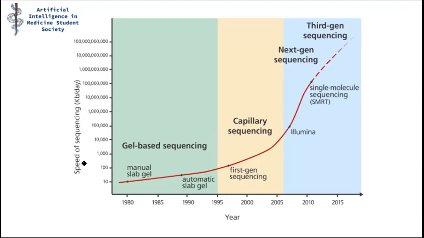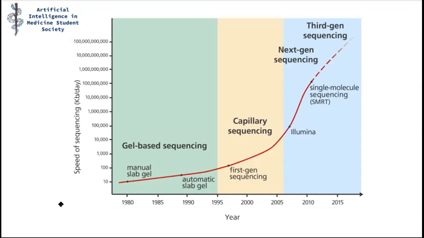And this is the speed of sequencing, kilobases per day. In the early 90s and 2000s, we were way down here. It was like 100 kilobases per day. And now we're at something insane. And it's increasing every single day with the new technology.